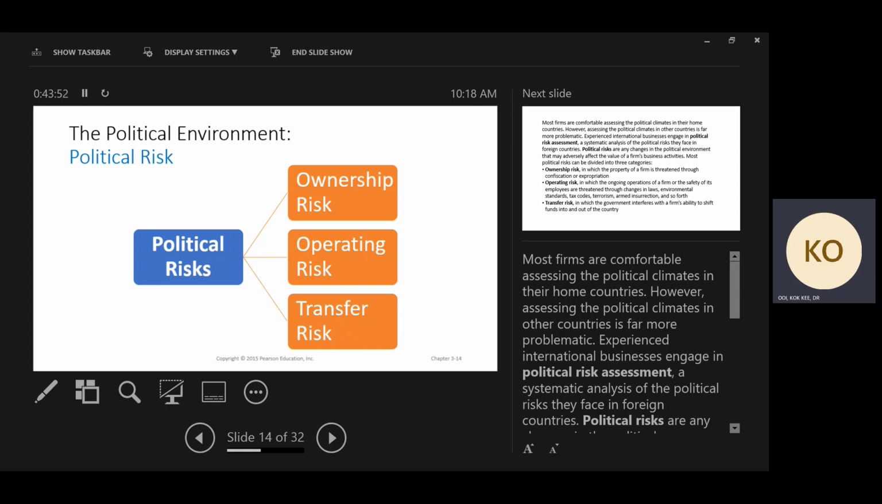So when you do business, remember just now when we talked about political risk when we started the class: ownership risk, operating risk, transfer risk. Where does the risk come from? The risk comes from politics, politically related. For example, let's say now a country changes their prime minister.